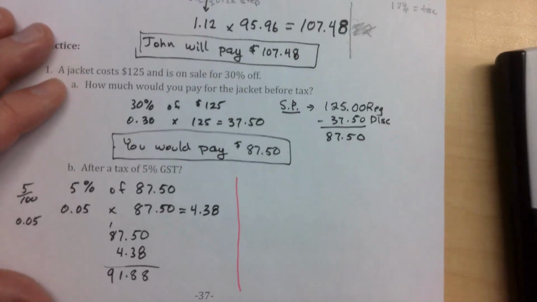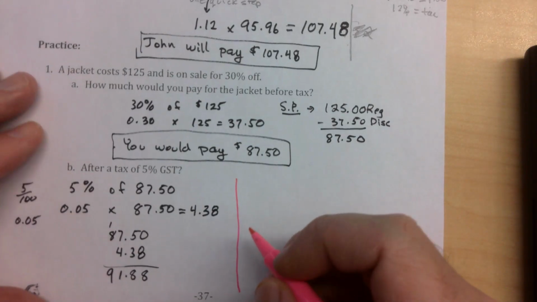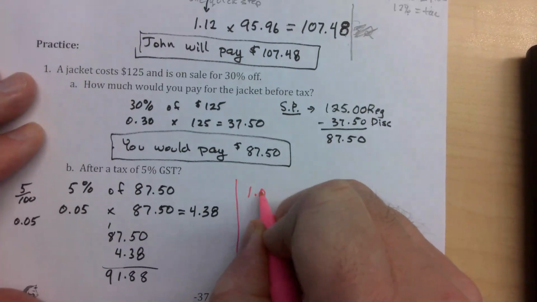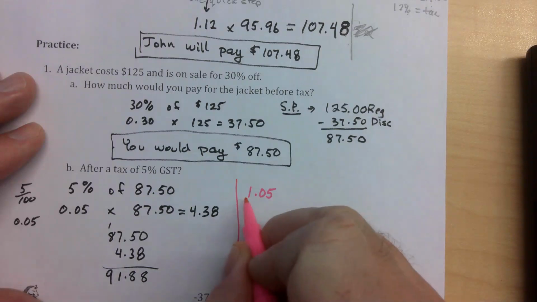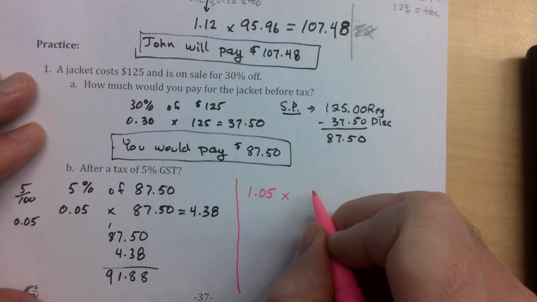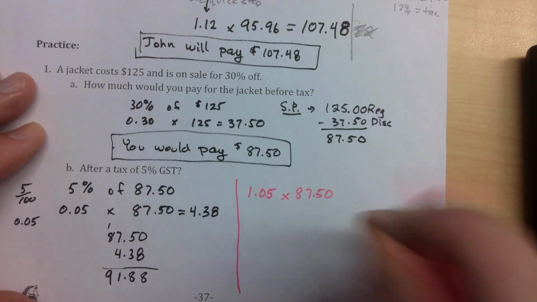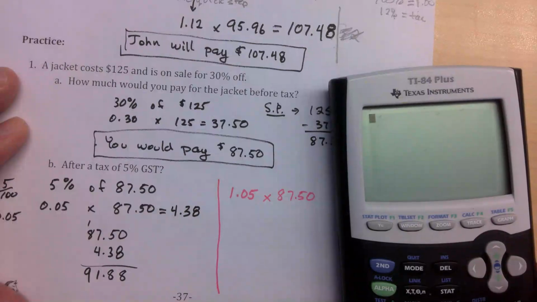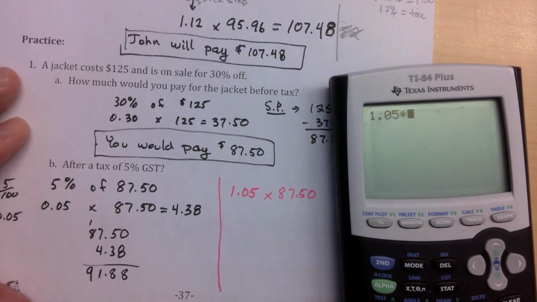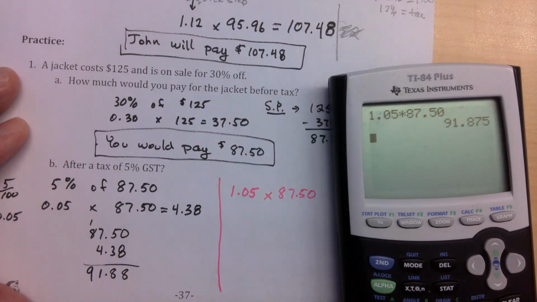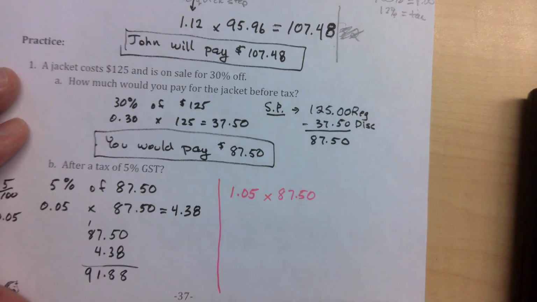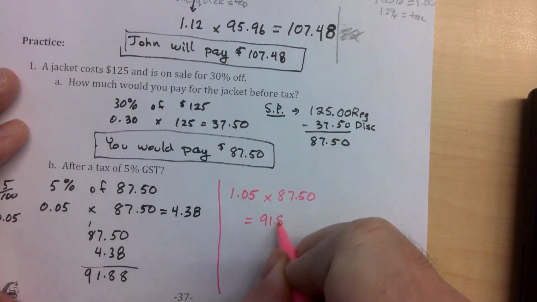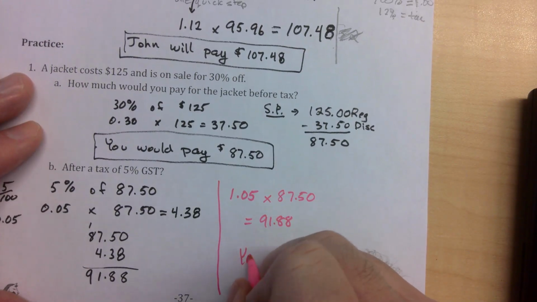The quick way is just going to say, when you pay 5% GST, you're going to pay 105% of the last price, whether it's a regular price, sales price, whatever it is. The point is, once you add a tax, you're paying 1.05 times, in this case, 87.50. Let's see what that works out. I'm going to clear the screen here. What is 1.05 times 87.50? Okay, so look at that. If I rounded that up, what do I get? You bet, I get $91.88.